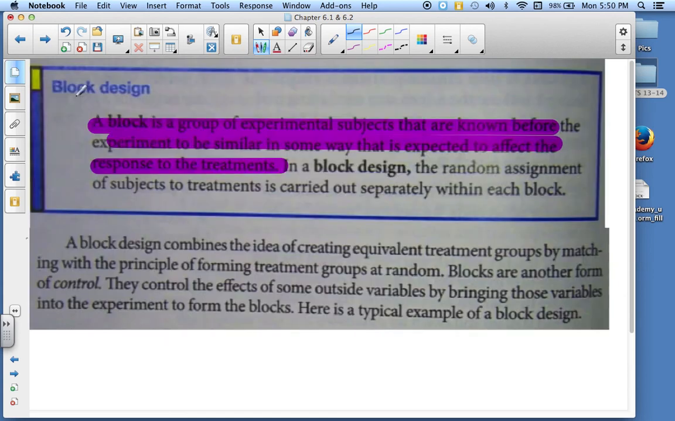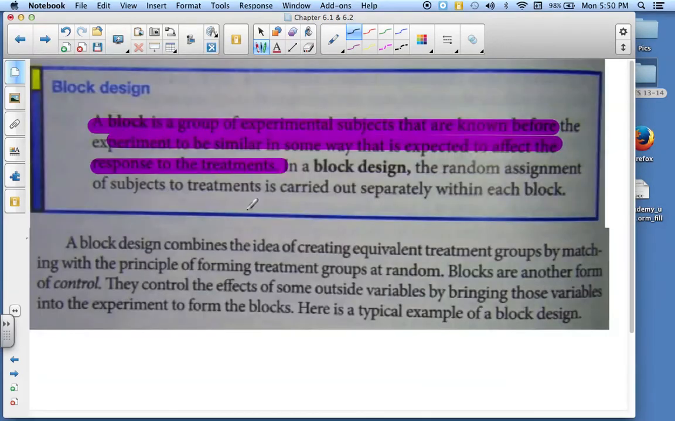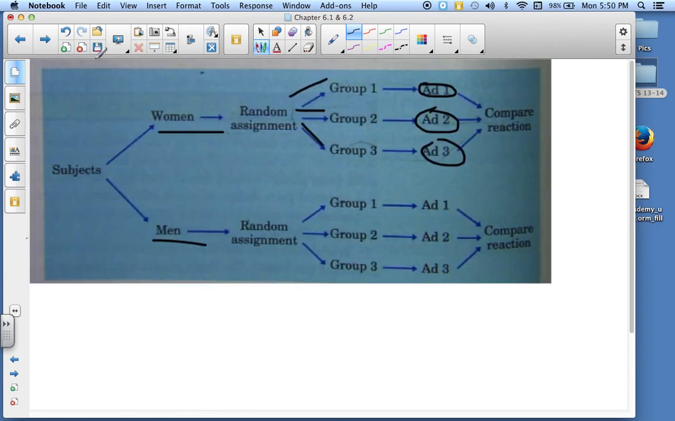And then here's a block design. Basically, a block is a group of experimental subjects that are known before the experiment to be similar in some way. So we're going to block things. Here it goes: we're going to block the men and women. So blocking women and men. And then from there, we're going to separate them into 3 groups because I have 3 separate treatments. Another thing back here is that blocks are another form of control. So whenever you block a group, you're actually trying to eliminate bias.